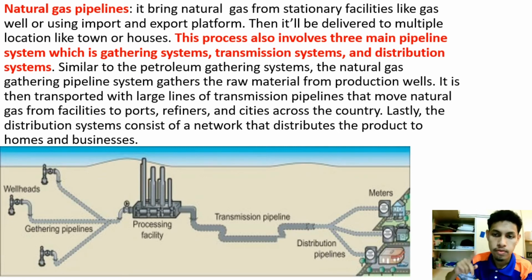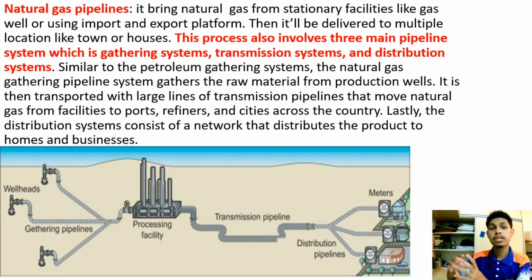So the first pipeline is a gathering system, the second one is a transmission system, and the third one is a distribution system. All of these three, gathering, transmission, and distribution, involve a pipeline system. Just similar to the petroleum just now, the gathering system will collect the raw material of gas, then it will transfer to the transmission system, where the transmission system will process the gas to become a useful gas so that people or a manufacturing industry can use the gas.